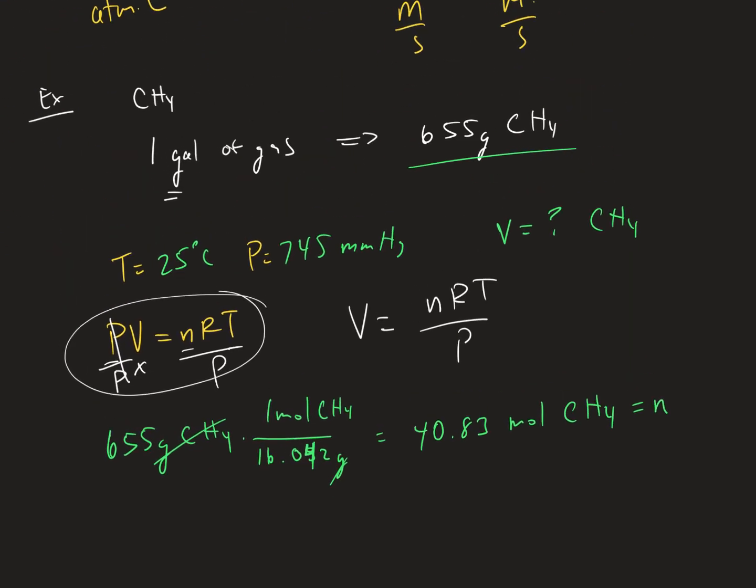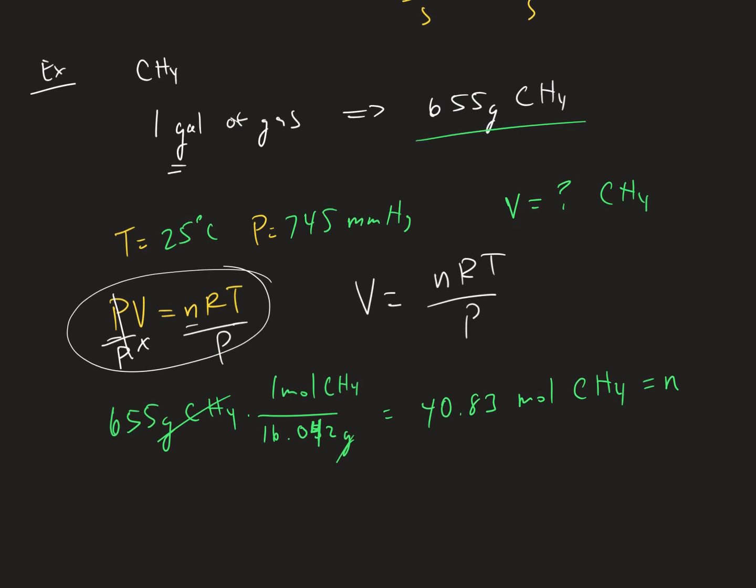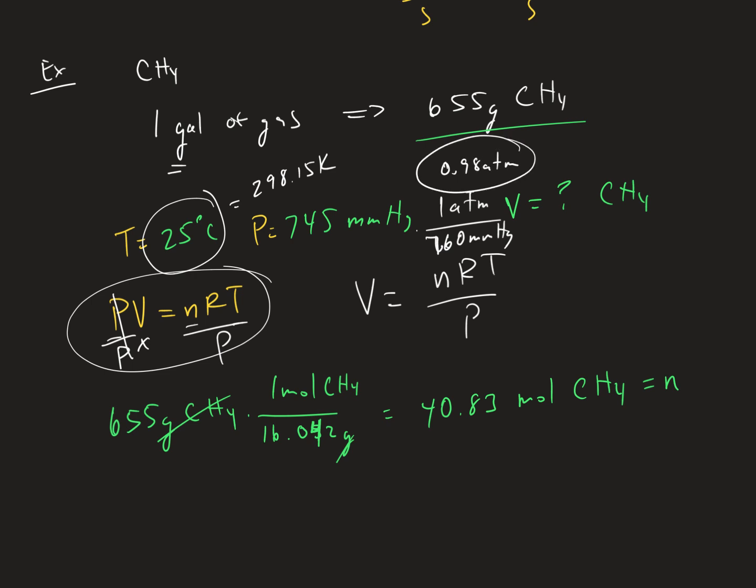So we started with grams, so we had to convert that to moles. We have temperature measured in Celsius, we have to convert that to Kelvin, which is 298.15 Kelvin. And then we have to convert millimeters of mercury into ATM. 1 ATM is the same as 760 millimeters of mercury. And what do we get? 0.98 ATM. Yeah, so nice catch, Danielle.